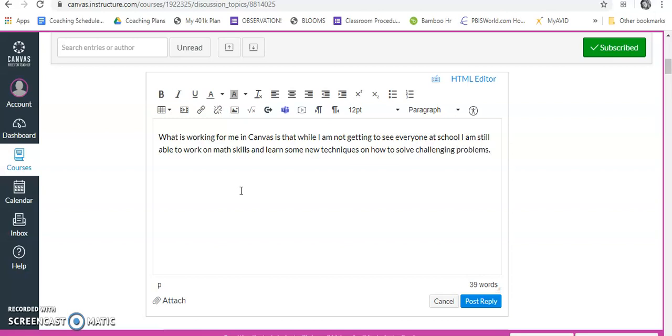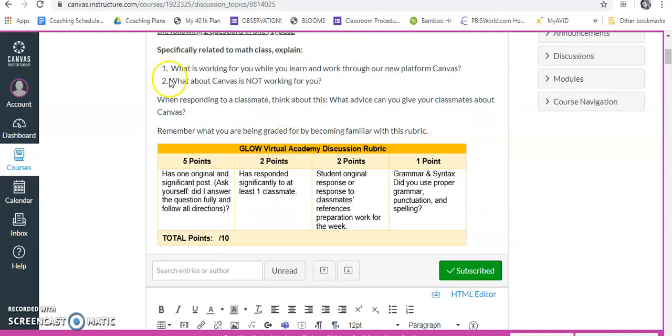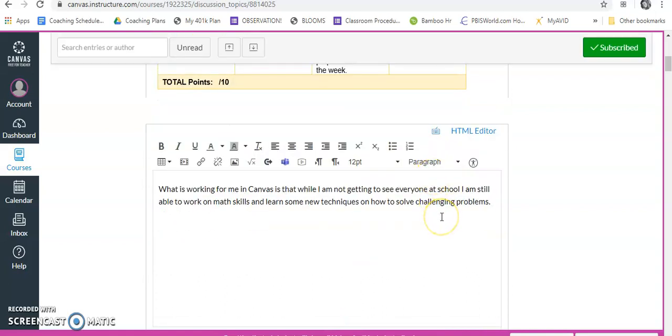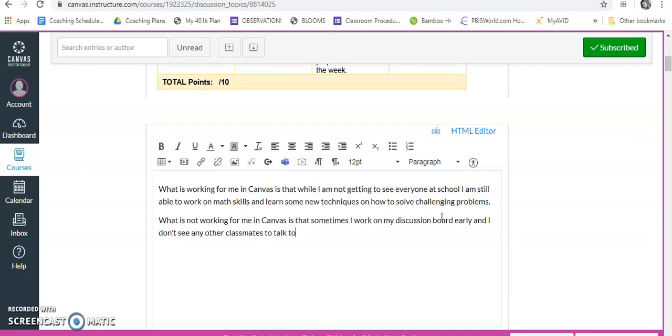Okay? That's the first answer for our question. Now, if I answer my second question, what about Canvas is not working for you? So I might put in here, what is not working for me in Canvas is that sometimes I work on my discussion board early and I don't see any other classmates to talk to.